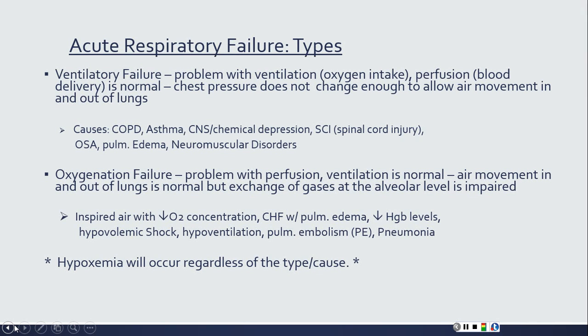Okay? All right. Also, we've got the CHF with pulmonary edema. It's going to be a perfusion problem. We can't move the oxygen into the blood. Decreased hemoglobin levels. Why would decreased hemoglobin levels be an issue of perfusion? That's the carrier. If we have diminished hemoglobin levels, we have diminished carriers of oxygen. So those components that take the oxygen and move it to the tissues are diminished there.